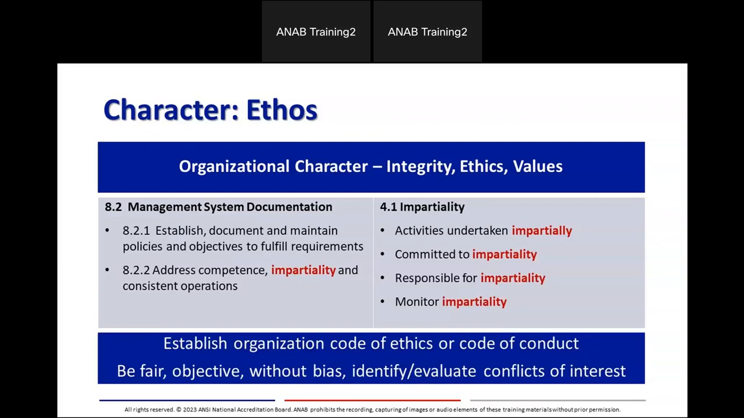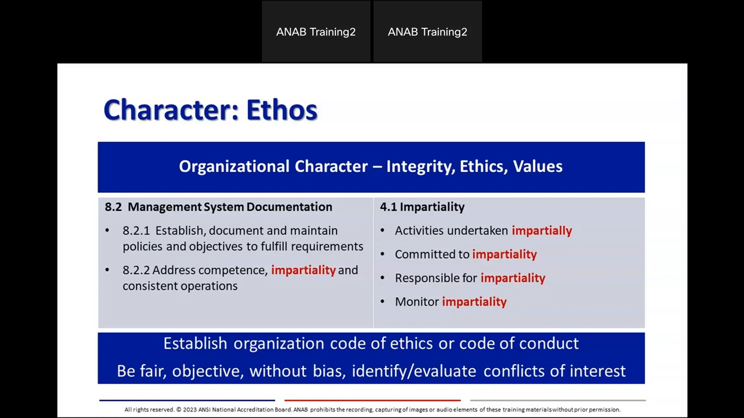So we're going to start with character, or the ethos of the organization. The organizational character, or the integrity, the ethics, the values of the organization really should be established. And ISO 17025 clause 8.2.1 gives us some direction on how to start with establishing the ethos of the organization. It states that the management must establish, document, and maintain policies and objectives for the fulfillment of the requirements, and that the policies and objectives shall address the competence, impartiality, and consistent operation of the laboratory. Keeping in mind that impartiality is being fair, being objective, being without bias, being able to identify and evaluate those conflicts of interest. And so that gives us a thread to establishing some of the ethos or the values for that organization. We need to ensure we are impartial.